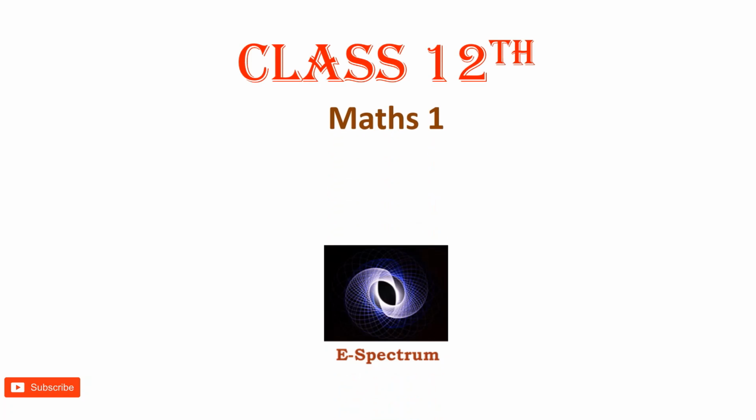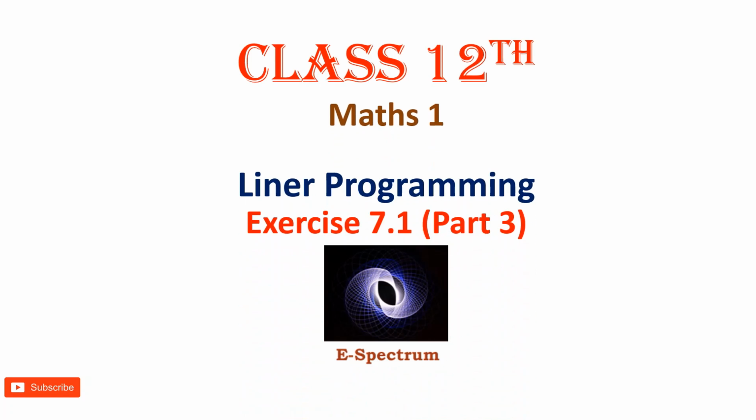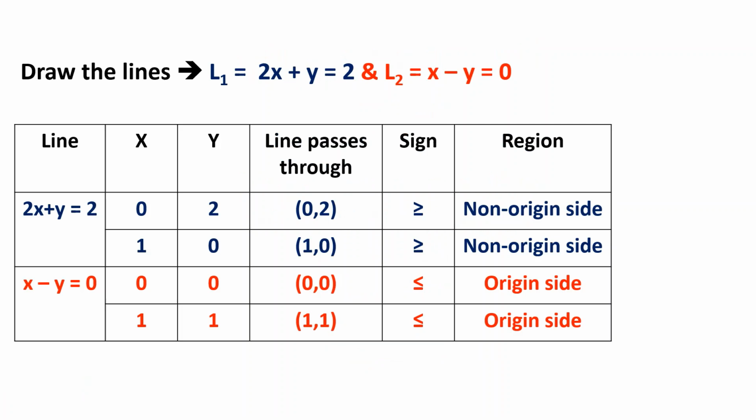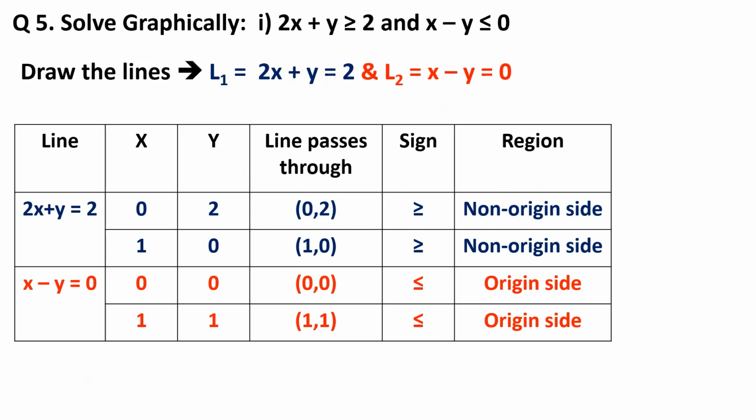Today we will discuss the linear programming exercise 7.1 part. We are supposed to graphically solve 2x plus y greater than or equal to 2 and x minus y less than or equal to 0. So for doing this, I should consider my two equations as 2x plus y is equal to 2 and x minus y is equal to 0. For this, I should now find the points to draw the lines.